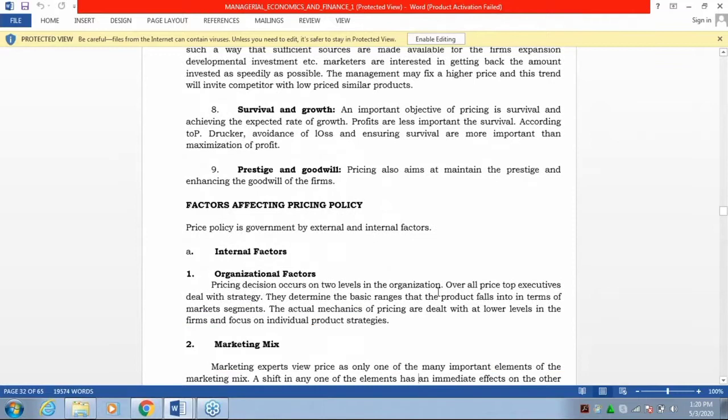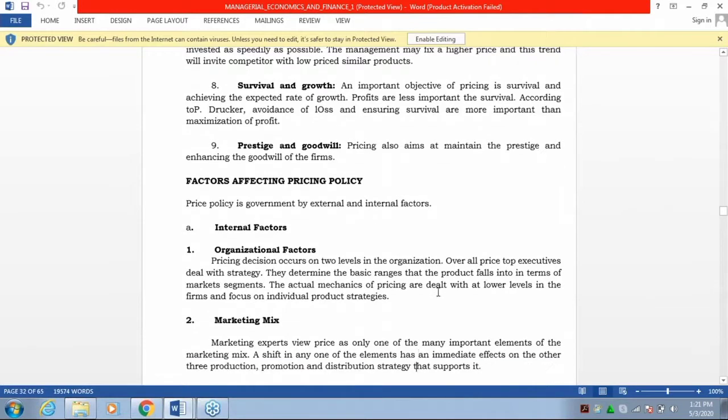So what Mr. A has acquired at the rate of 20 naira, Mr. B may not acquire at the rate of 20 naira as well. Why? Because they might get it from different sources. Are you getting it? Now, what are the factors affecting the pricing policy?